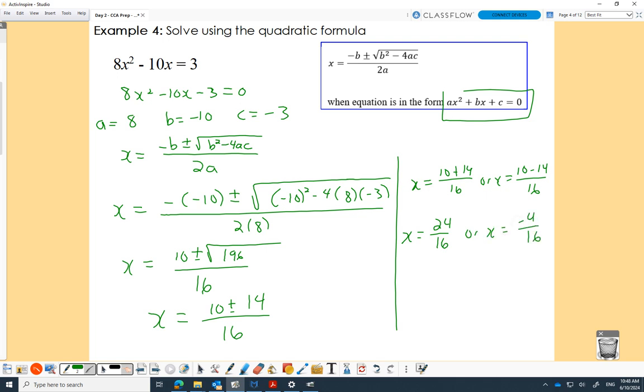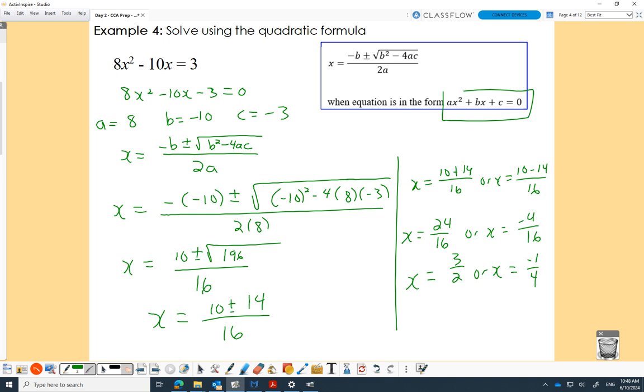Yes, I know about the decimals. But decimals is easy, so let's prepare for fractions. If they want the answer in fractions here, what does this come out to be? What does 24 over 16 reduce to? 3 over 2. And what about negative 4 over 16? Negative 1 over 4.